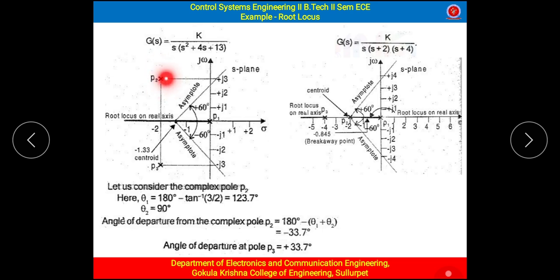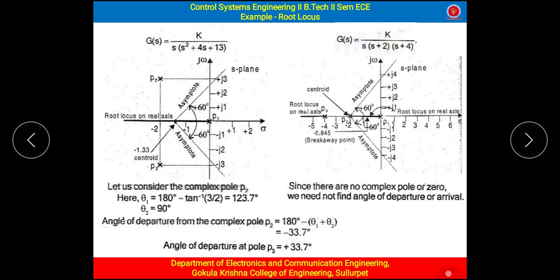So we have calculated with respect to pole 2 now. Similarly, we can calculate the angles with respect to pole 3. That time we will be getting plus 33.7. These are the angles of departure at different poles. Coming to the second example, in this example there are no complex poles or complex zeros. That's why we need not calculate the angle of departure.